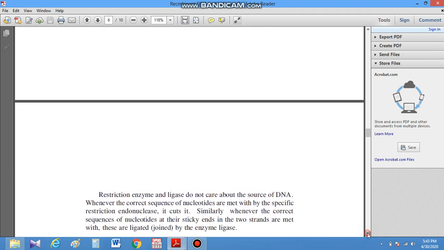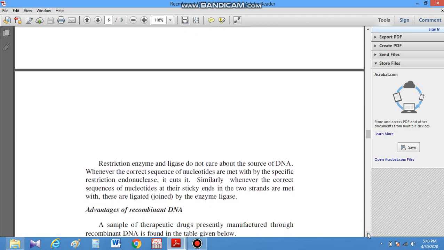So we have discussed here how restriction enzyme and ligating enzyme work, and in the next part we will discuss how transgenic plants are produced with the help of other techniques, and what the applications of transgenic plants are.